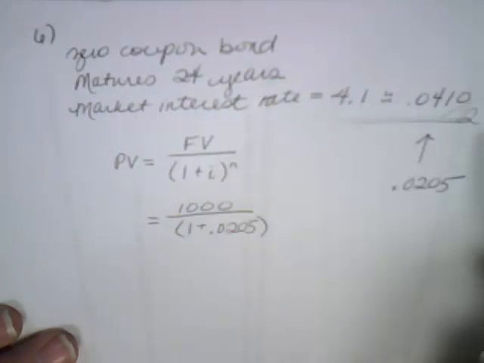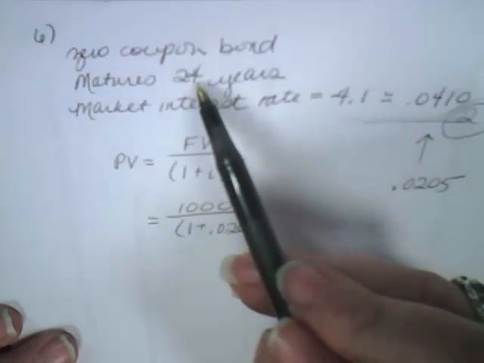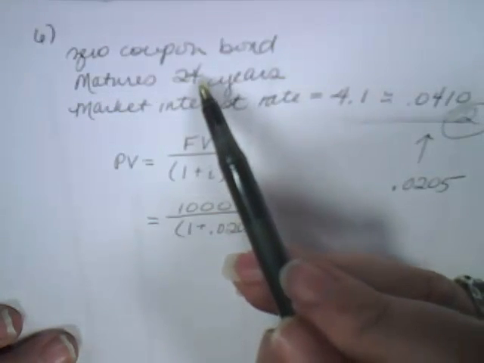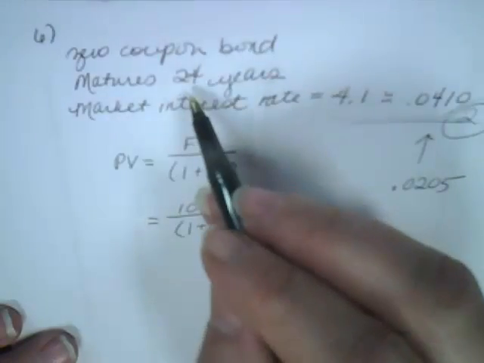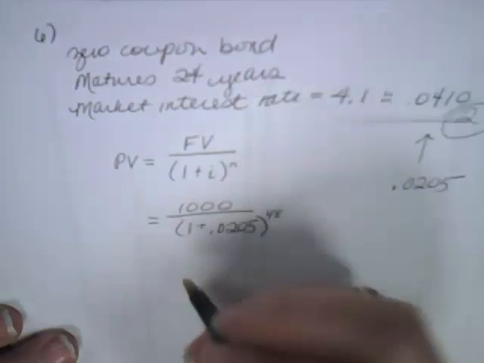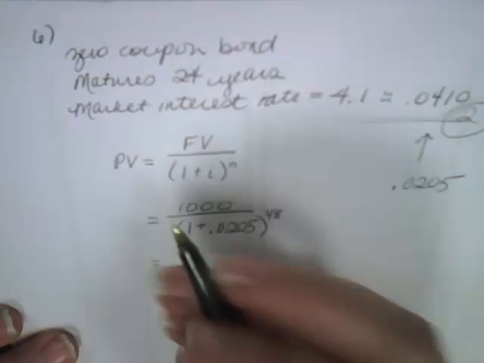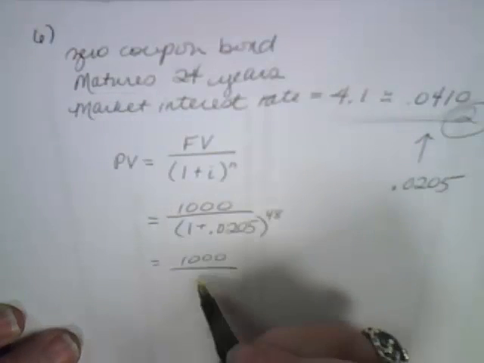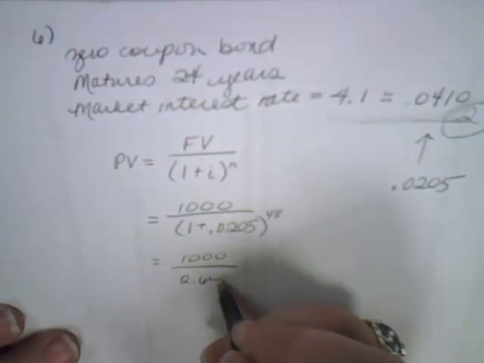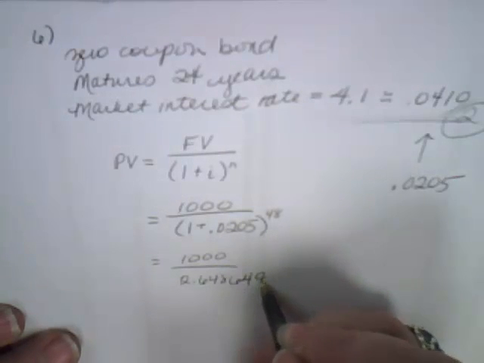Now, because we adjusted our interest to semi-annual, we also have to make an adjustment here of semi-annual instead of annual payments. So we're going to take that 24 and double it because of semi-annual payments to 48. All right, and what that is going to give us, we're going to take the 1.0205 and raise that to 48. Then we're going to end up with 1,000 divided by 2.648649.